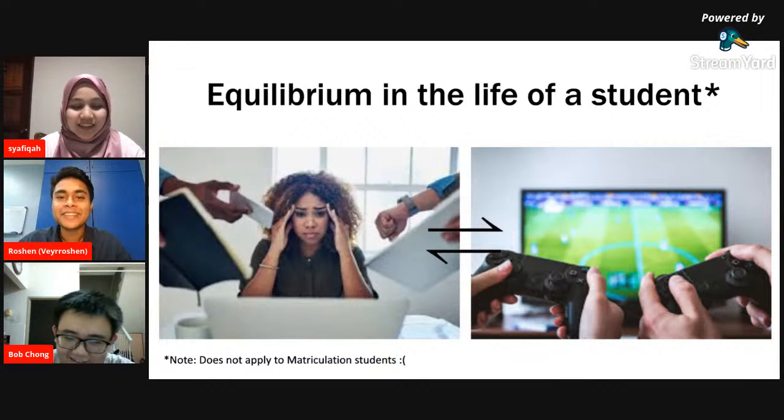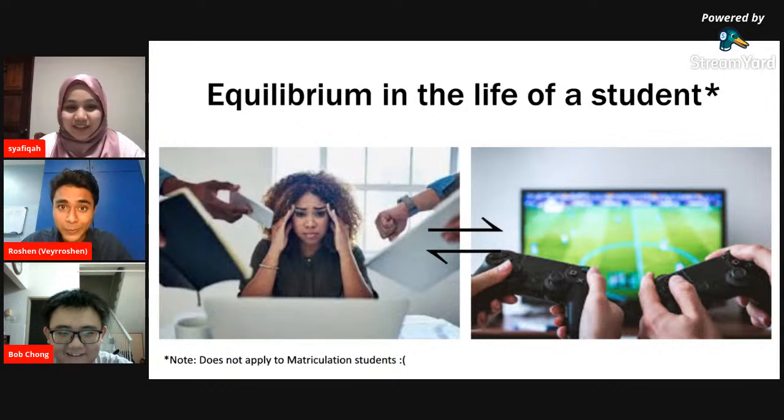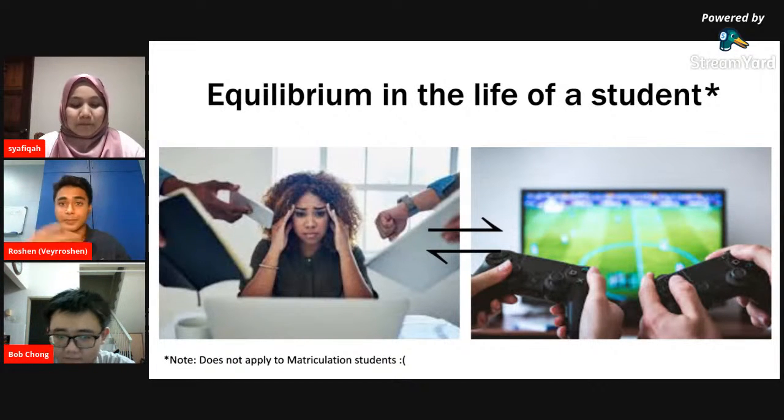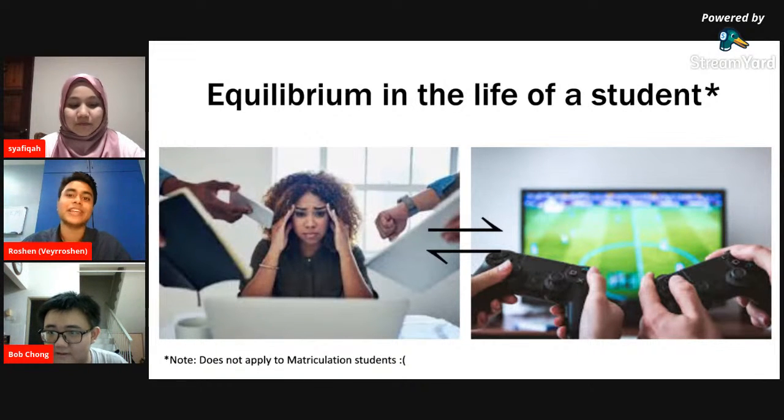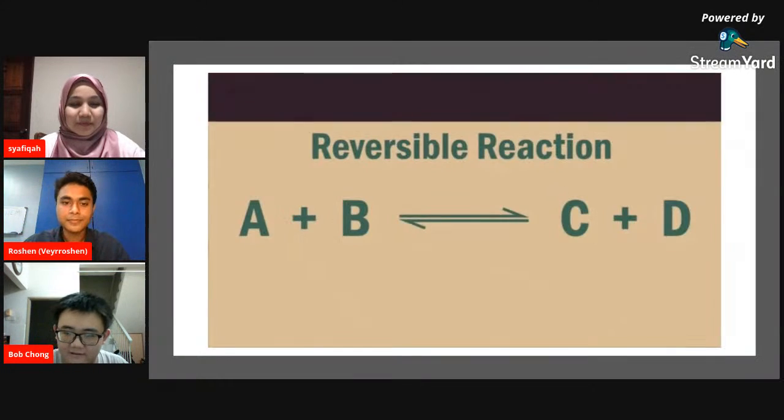So now this is how it should be. Okay, equilibrium should basically be balance. The reactants and the products should react at a balanced rate. That's the meaning of equilibrium lah. To make it easy for you, it's just like a fancy word, you know.